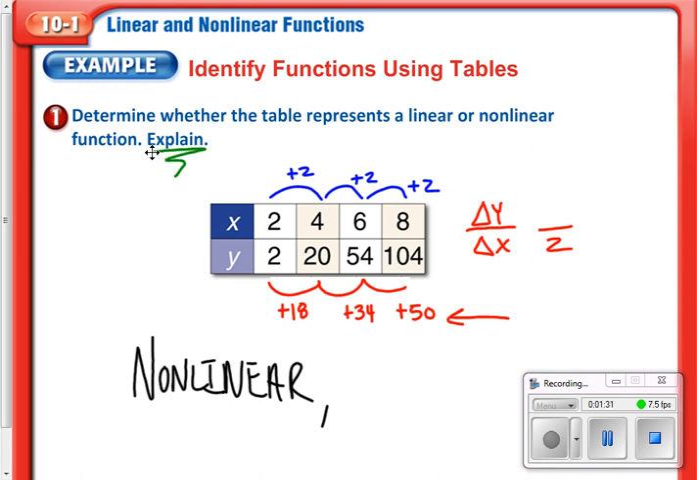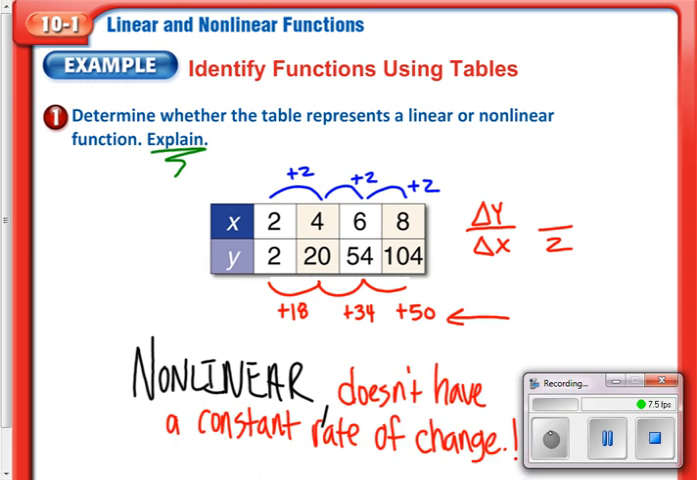So it is nonlinear, and don't forget this piece that a lot of people do. Explain. Why is this nonlinear? Well, it does not have a constant rate of change, as mentioned, that we basically did by figuring out that common difference. So that would suffice for our explanation.